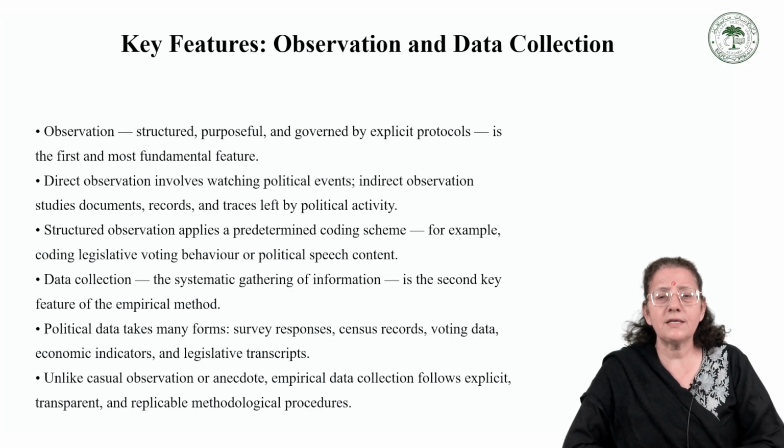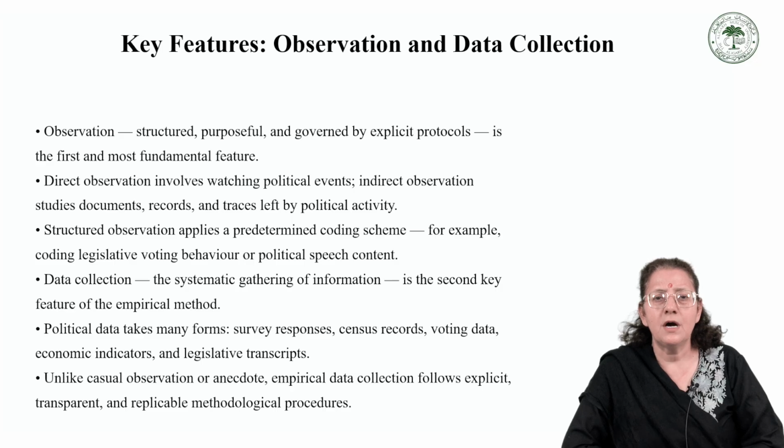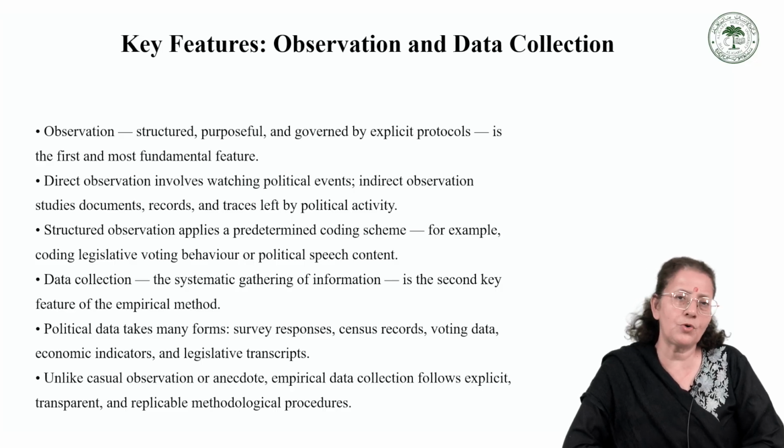The empirical method has several key features that define and distinguish it as an approach to political science. The first and most fundamental is observation, the systematic, direct examination of political phenomena as they occur in the real world. Empirical political scientists observe elections, legislative proceedings, government decision making, protest movements, public opinion formation, and many other political processes. This observation is not casual or impressionistic. It is structured, purposeful, and governed by explicit methodological protocols.